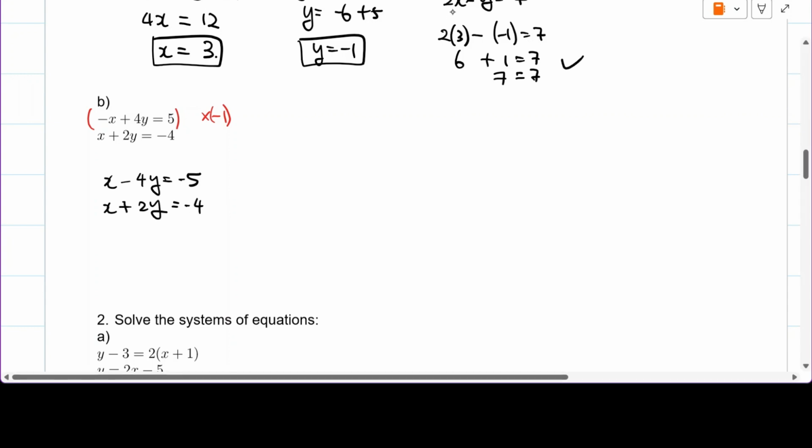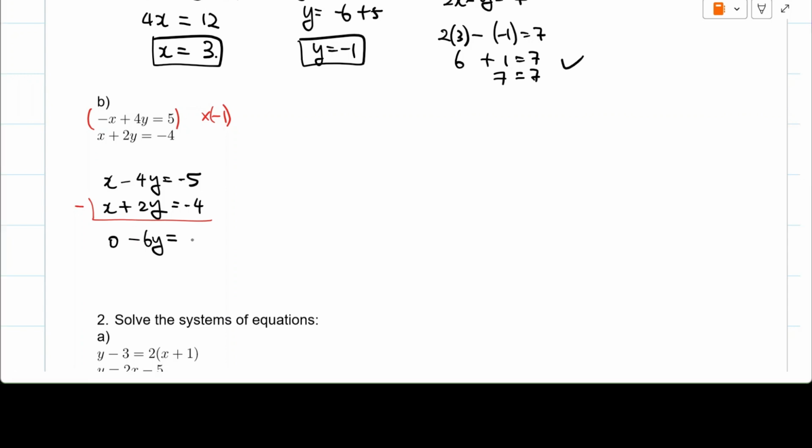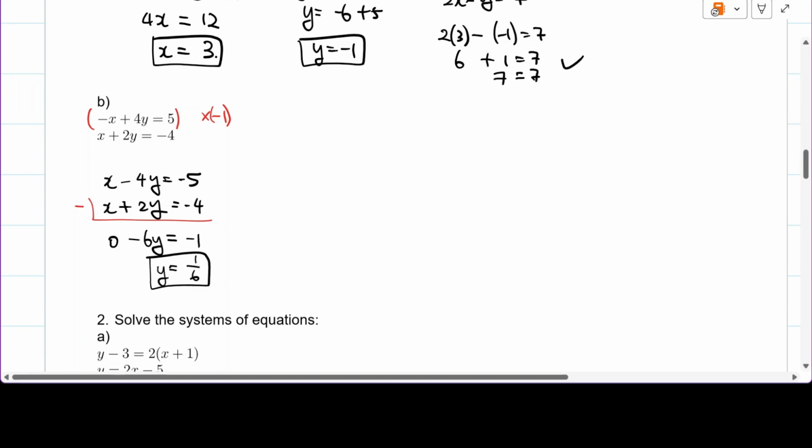And now let's use the elimination method. So I go x minus x to be 0. Negative 4y minus 2y is going to be negative 6y equals negative 5 minus negative 4. That's negative 5 plus 4. So that's, what is that? Negative 1. So y is equal to 1 over 6 is my value for y.